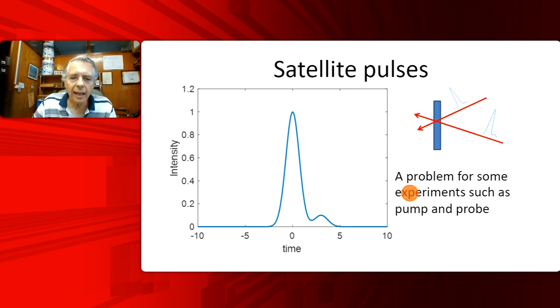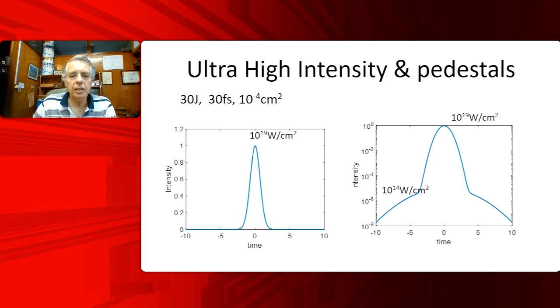You have 10 exawatts at the peak per square centimeter. You have 100 terawatts per square centimeter at the pedestal, and that will blast your sample before your pulse gets there. So this is showing that this is an experiment where the high contrast is crucial, very different from the prior experiments. Now, let's look at a different situation.